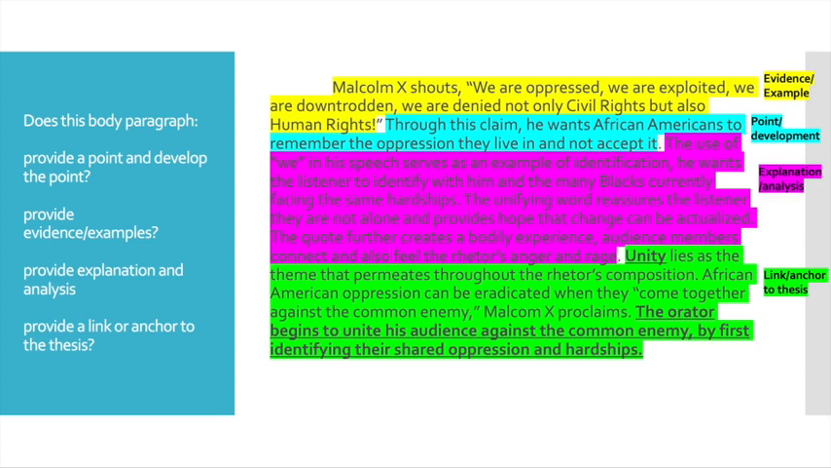The quote further creates bodily experience. Audience members connect and also feel the rhetor's anger and rage. Unity lies as the theme that permeates throughout the rhetor's composition. African American oppression can be eradicated when they come together against the common enemy, Malcolm X proclaims. The orator begins to unite his audience against the common enemy by first identifying their shared oppression and hardships.